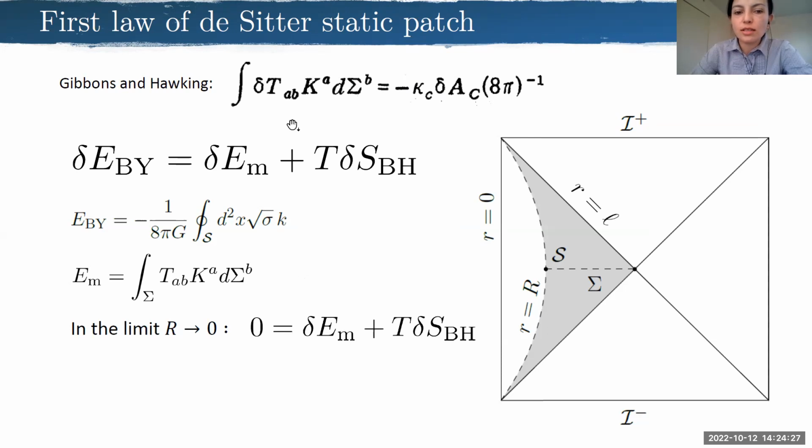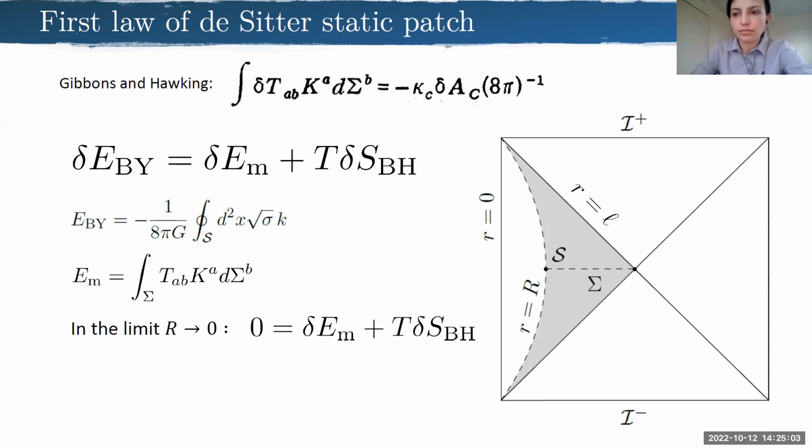So before taking the limit as R goes to zero, this temperature that appears here is the redshifted Gibbons-Hawking temperature. So it's the temperature that I showed at the beginning of my talk, but redshifted by the redshift factor at this system boundary. When R goes to zero, the temperature at the center of the static patch becomes exactly the Gibbons-Hawking temperature, 1 over 2 pi L, with positive sign.